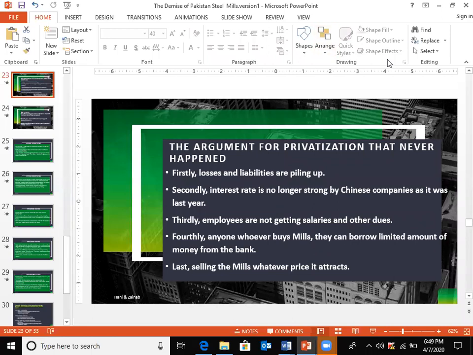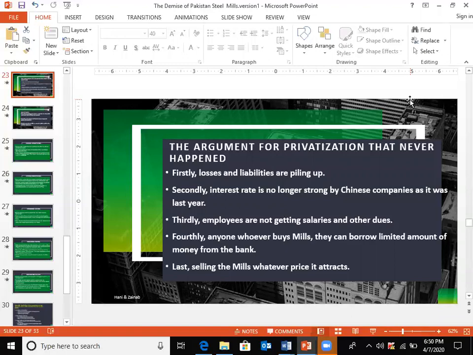In many cases, the leadership did feel that it would have been smart to privatize the steel mill, and there were a lot of arguments for this. People such as even Mr. Zaman at a certain point felt that it would have been perhaps a good idea, and there were many others. The reason was that, especially during the downward periods of the steel mill, there were a lot of losses and liabilities piling up, and it was very difficult to give employees their salaries.